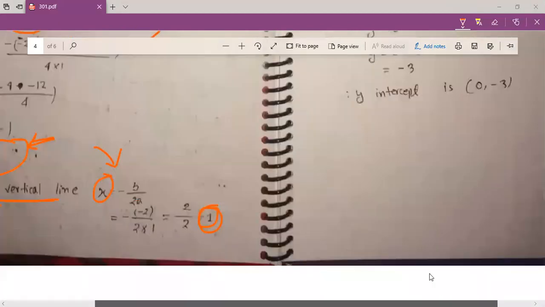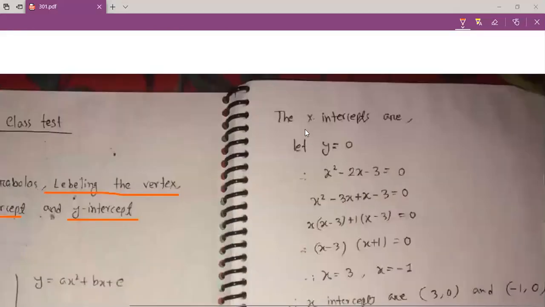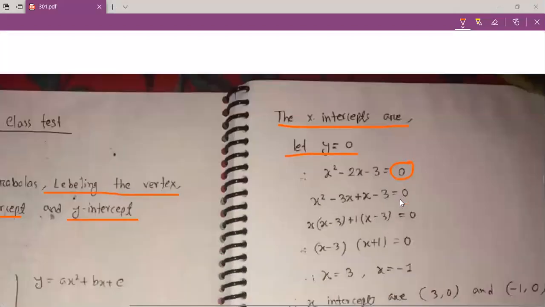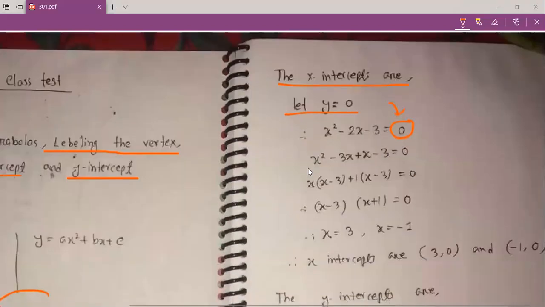Now let's find the x-intercept and y-intercept. To find the x-intercept, we have to let y is equal to 0, okay? We have to let y is equal to 0. So if y is equal to 0, this is the y, right? You look at the equation. This is the y. So now we put y is equal to 0, and we have to expand this. So minus 2x we can write this way: minus 3x plus x. Minus 3x plus x is equal to minus 2x.